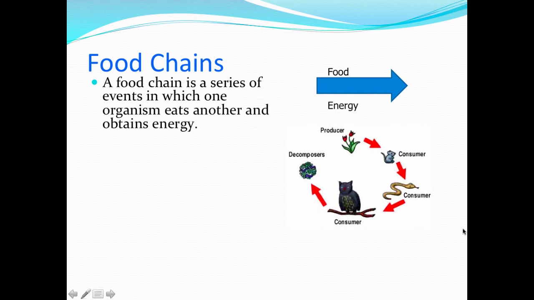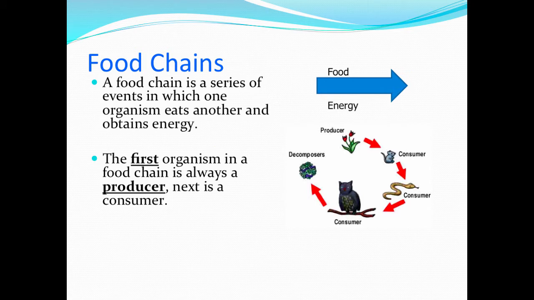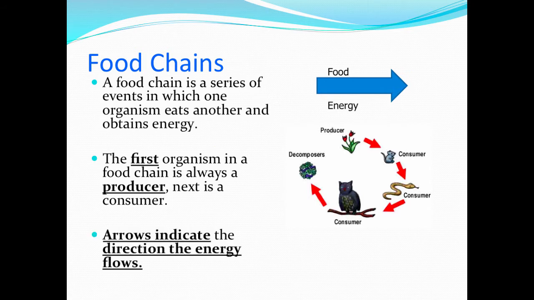Then a secondary consumer, which are carnivores. A tertiary or third level consumer, which again can be a carnivore or an omnivore. And then last, you always end a food chain with decomposers. So keep in mind when you're talking about food chains, you have to start with a plant or a producer, and you will always end with the decomposer. So the first organism, like I said, is a producer, and then we go through a series of consumers.